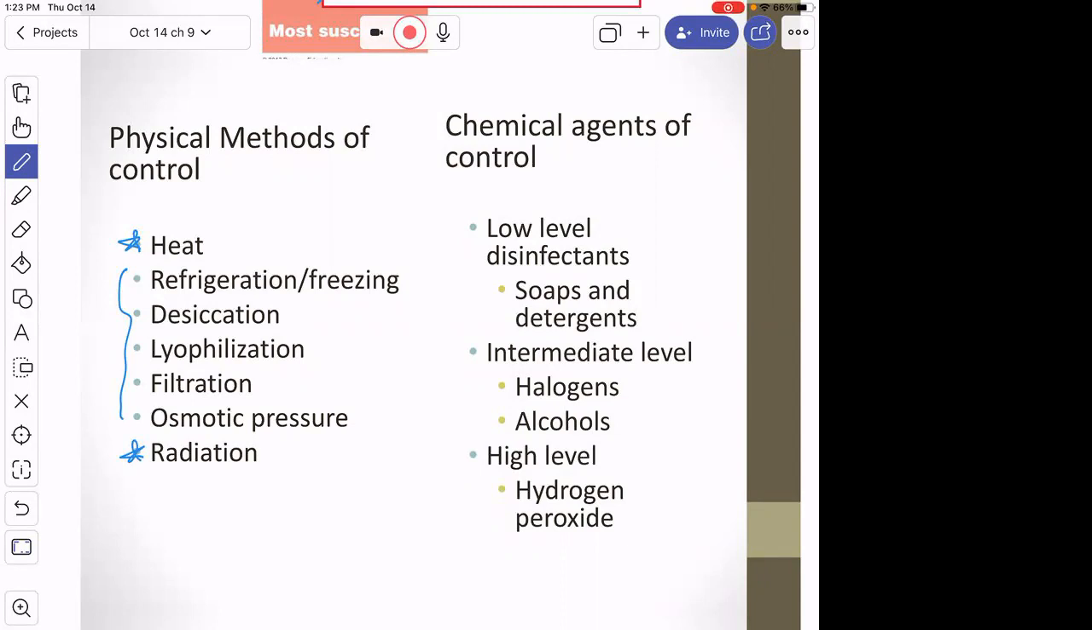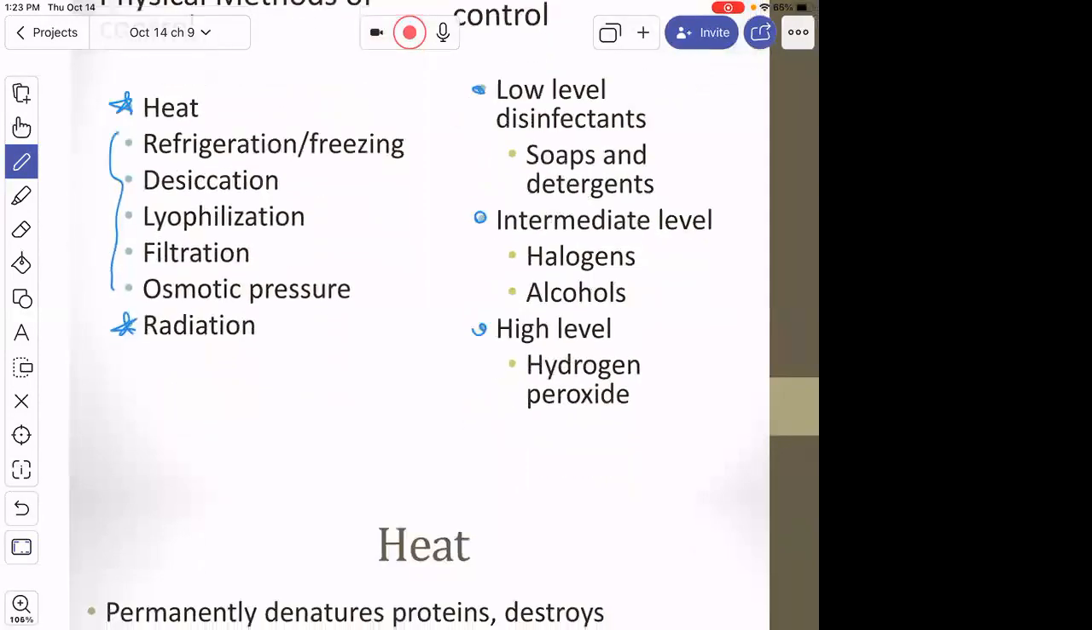Again, the chemical agents I've organized by low, intermediate, and high levels, giving you a few examples here. I'll try to give you an idea of where I'm throwing a lot of information at you, but also where to focus your studying.